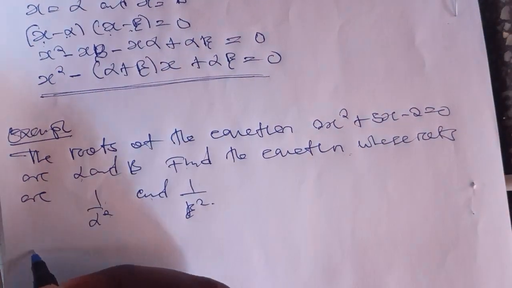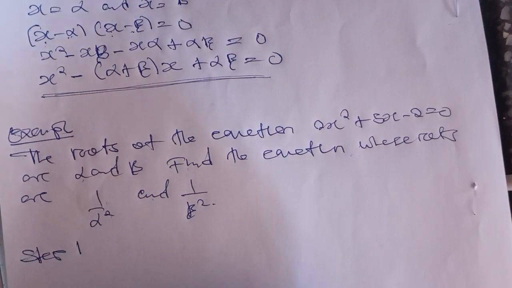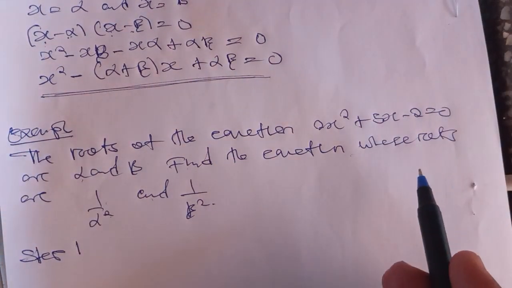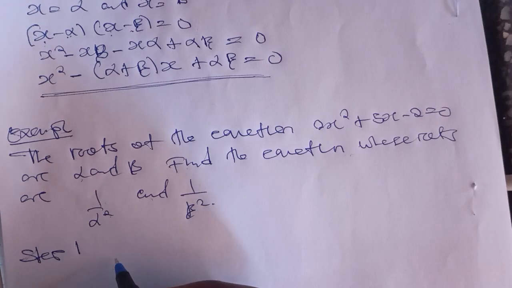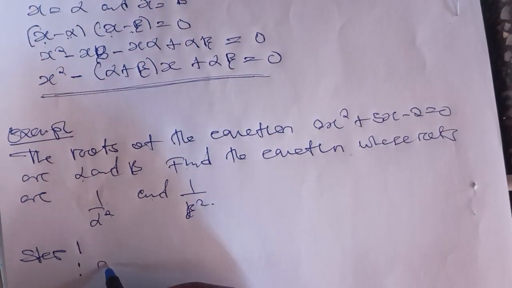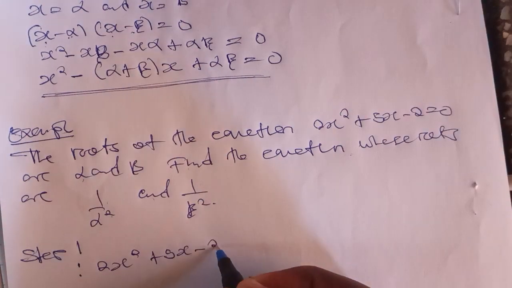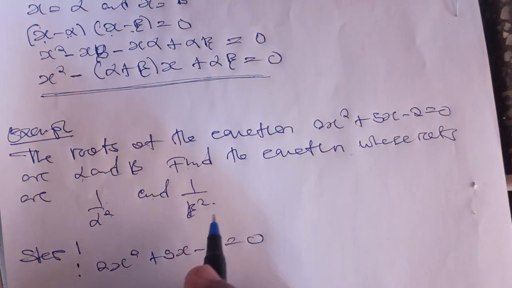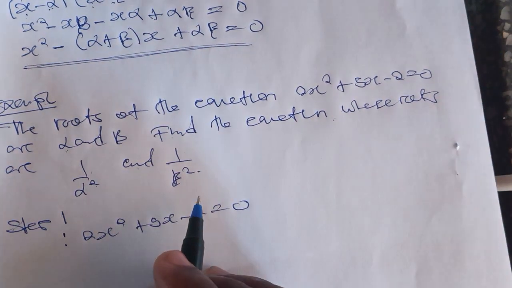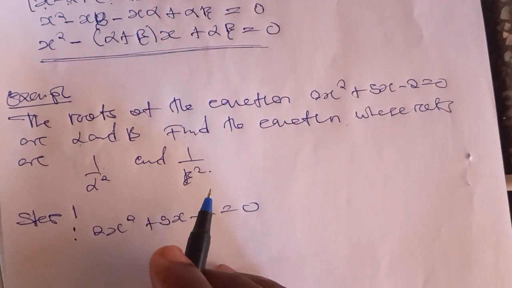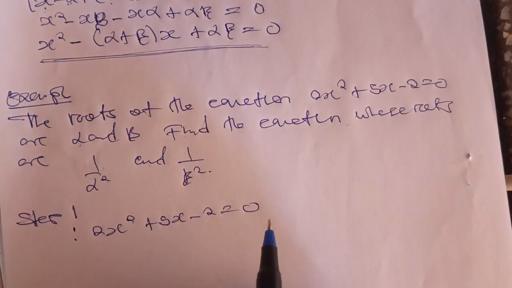So step one, you get the equation which has been given in the question. So you write the equation which you have: 2x squared plus 5x minus 2 equals 0. So in this equation, what you're supposed to do is to get now the sum and the product. So how do you get the sum?